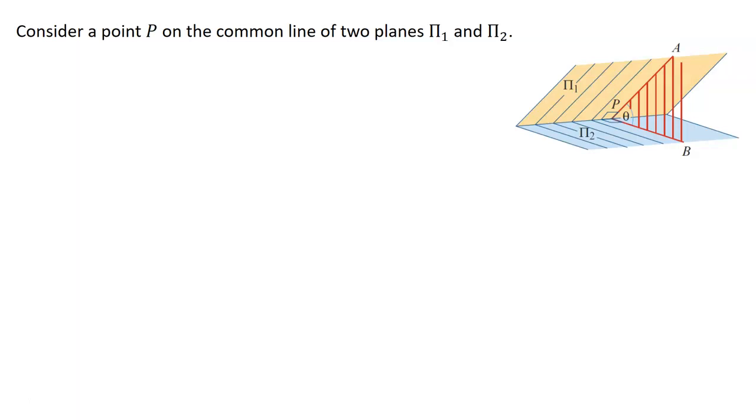If we have two intersecting planes, like we've got here, then there is a common line where they intersect. Like where two lines intersect, there is a single common point. Where two planes intersect, there is a common line. And here I've chosen a point on that line.